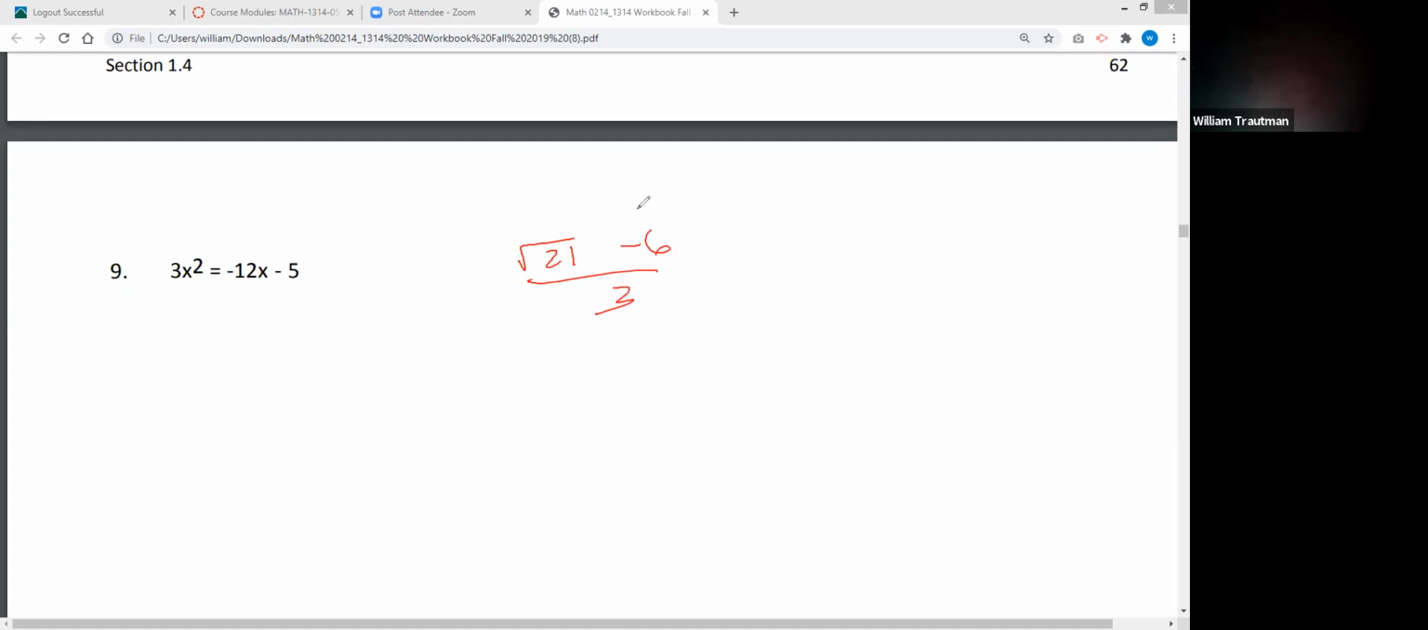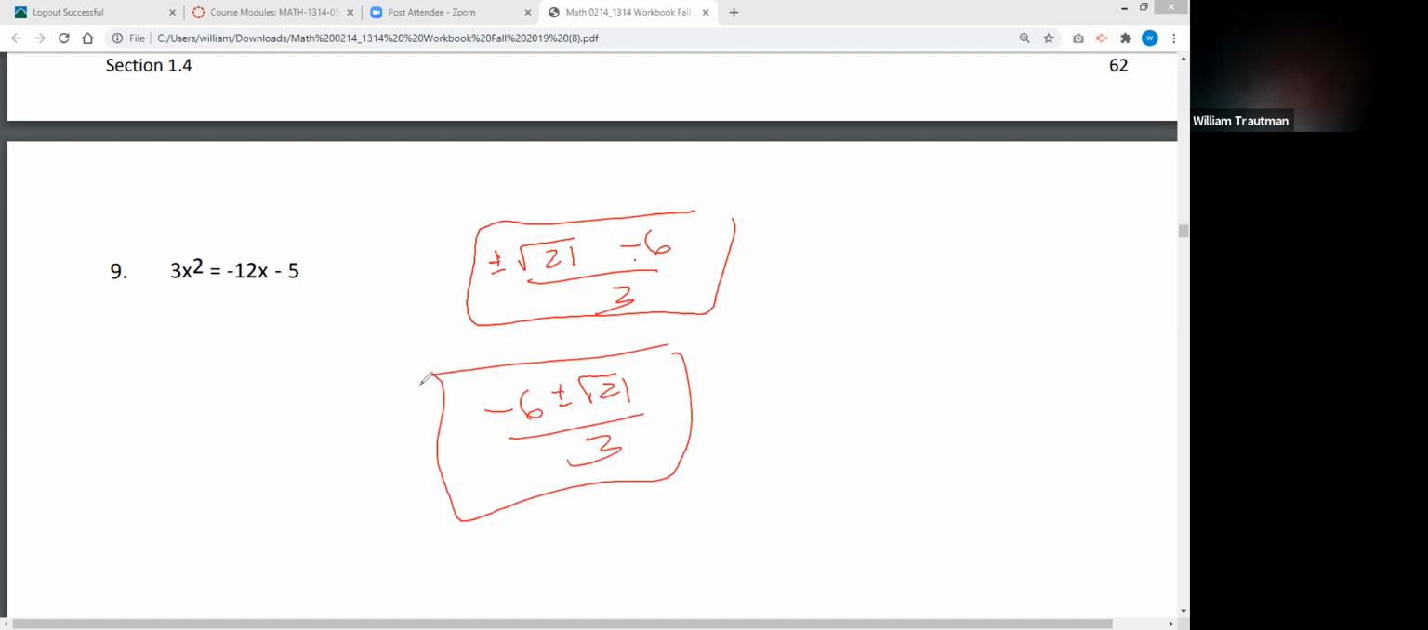But the answer should be plus or minus, right? I mean, you can go back and do the minus. The plus or minus always goes in front of the square root. So this is one way of writing the answer. Remember, our calculator is backwards. So let's put the minus 6 in front, plus or minus square root of 21 over 3. This is the way the back of the book has the answer, but I mean, this is correct. That plus or minus always goes in front of the square root.